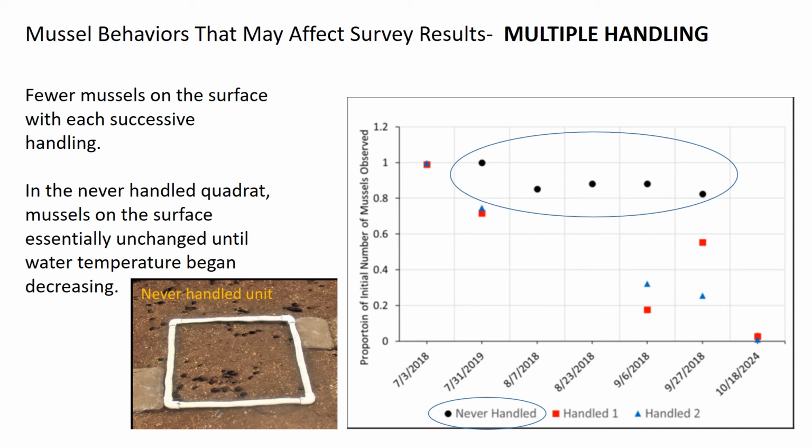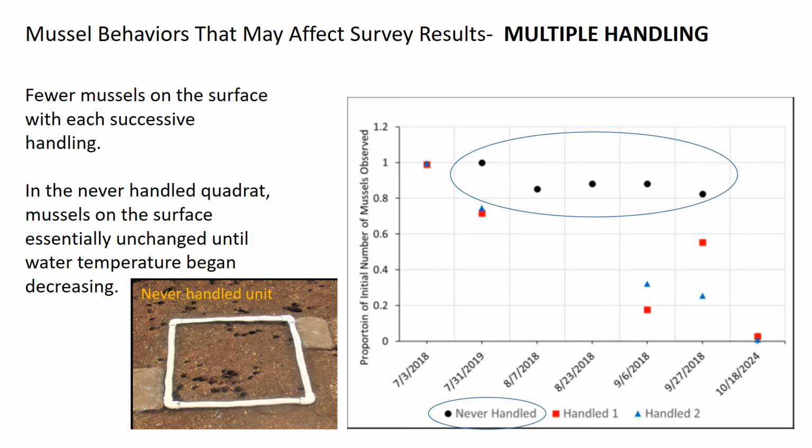We also had a never handled control unit, which are these black circles. And we never touched these mussels, and this photo here shows those never handled mussels. We had these pavers put in place so that that quadrat could be dropped in exactly the same place every time. We put that quadrat down with minimal disturbance to the substrate, and these mussels were never touched.